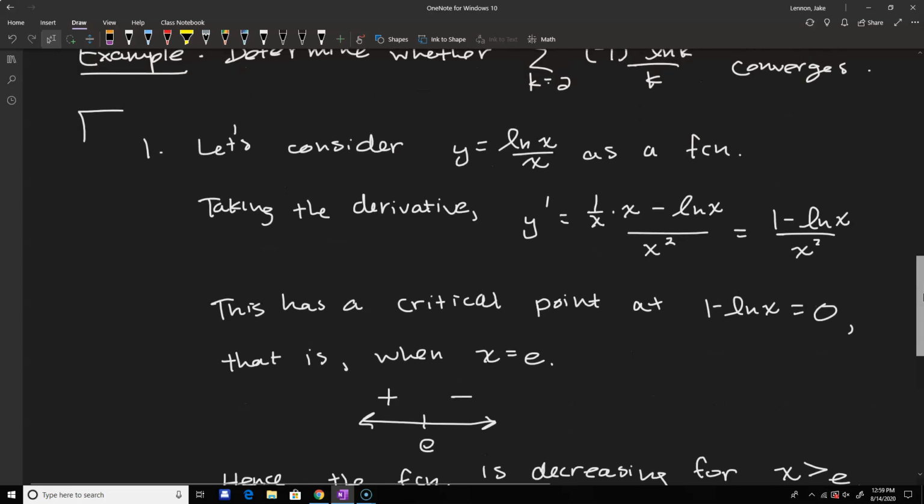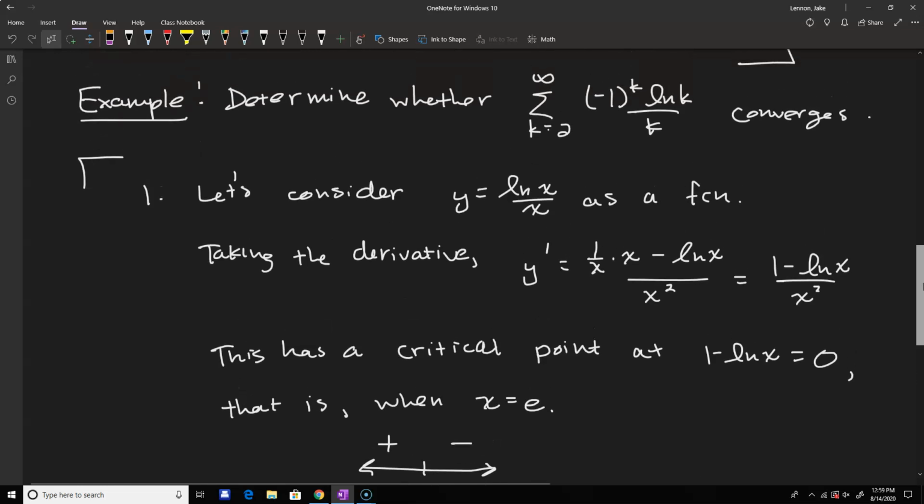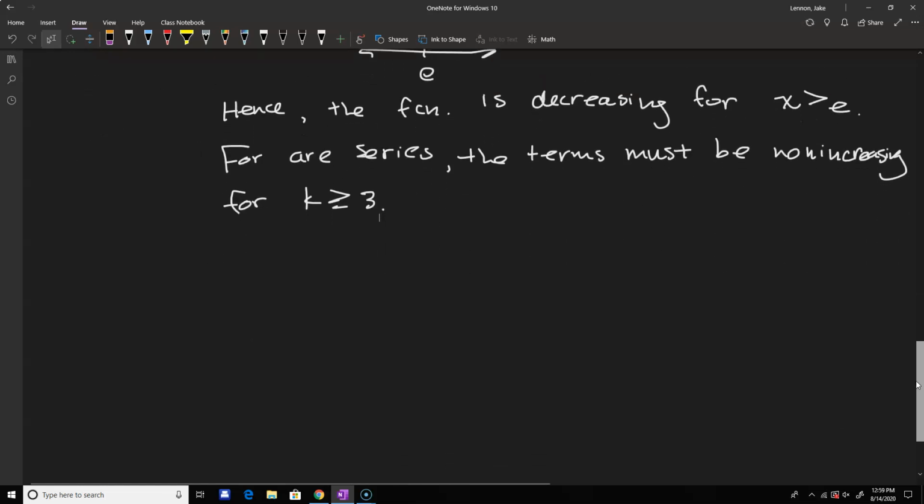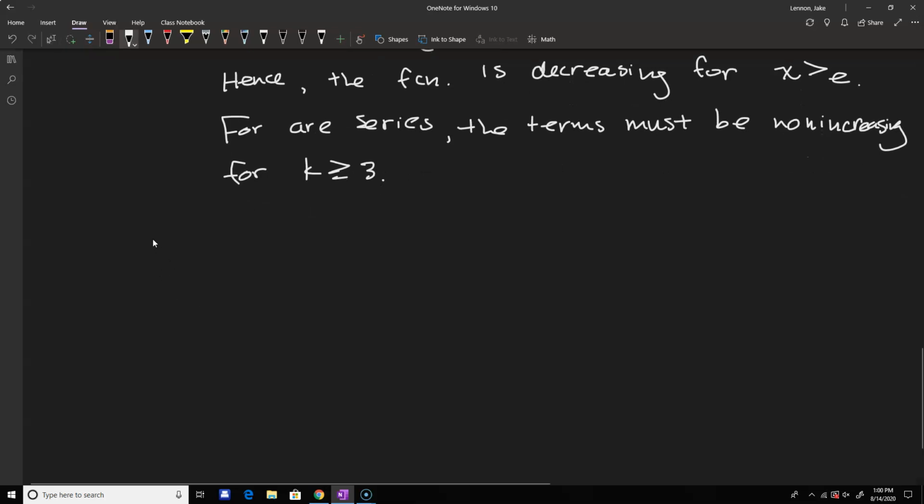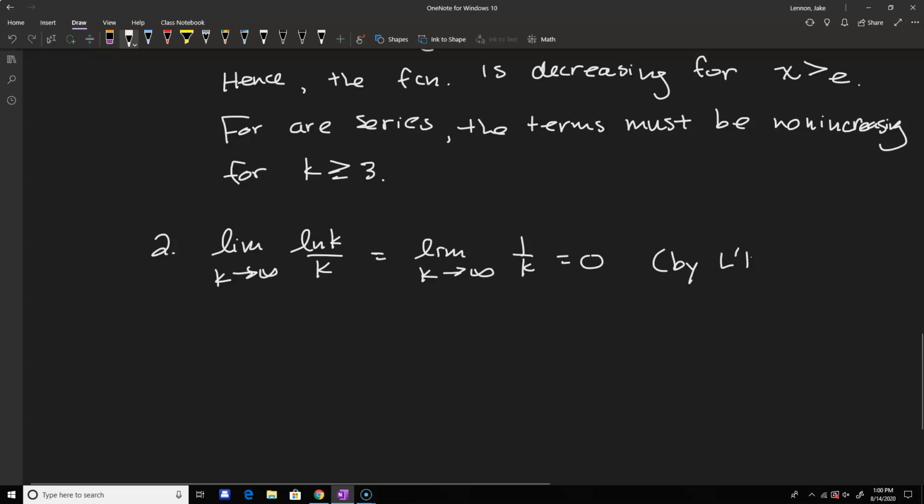So now we just want to look at the limit of natural log of k over k, which I believe we did in the limit comparison. So we want to look at the limit as k goes to infinity of the natural log of k over k. In fact, we didn't even do this in the limit comparison. We did this in the L'Hopital section because the top's going to infinity, the bottom's going to infinity. So this is just going to be the limit as k goes to infinity of 1 over k, which is equal to 0. Again, I am using L'Hopital's rule on the second step there.